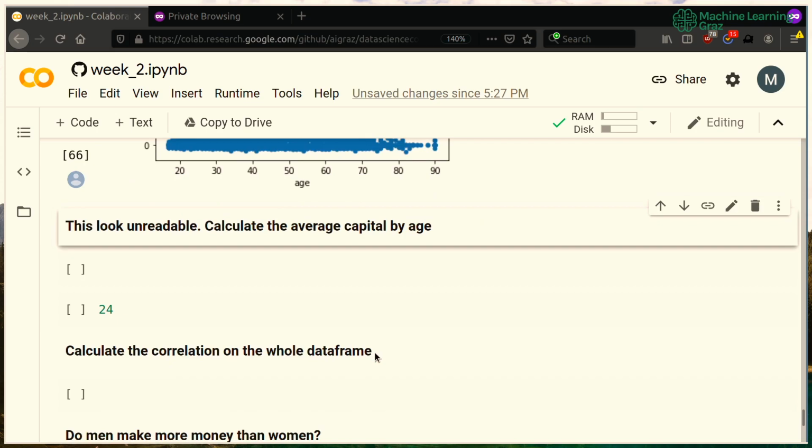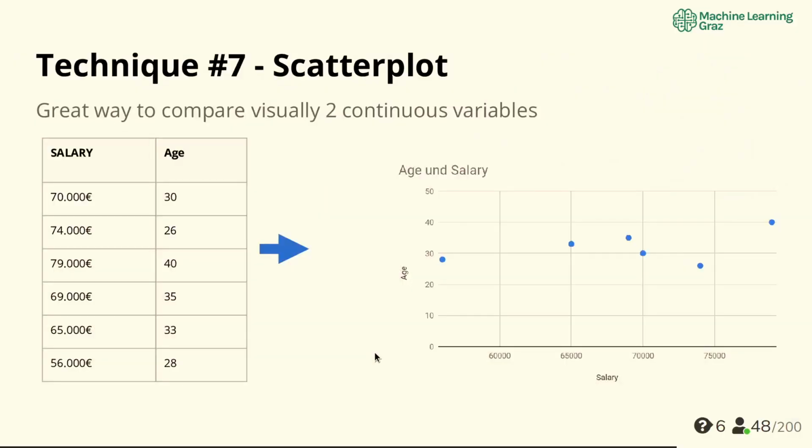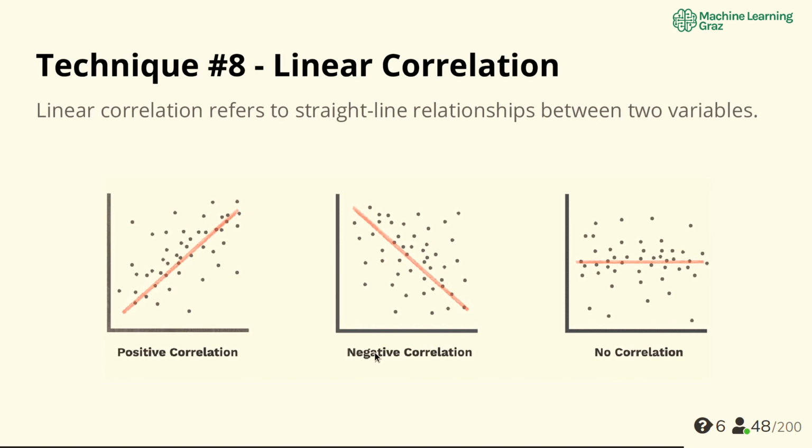Okay, and the final technique for bivariate analysis is linear correlation. And linear correlation refers to the straight line relationship between two variables. So if we see the first image, we can see a positive correlation, which means all the points follow an upward trend. Negative correlation, you guessed it, is a downward trend. And no correlation at all is when they're not following any particular trend.